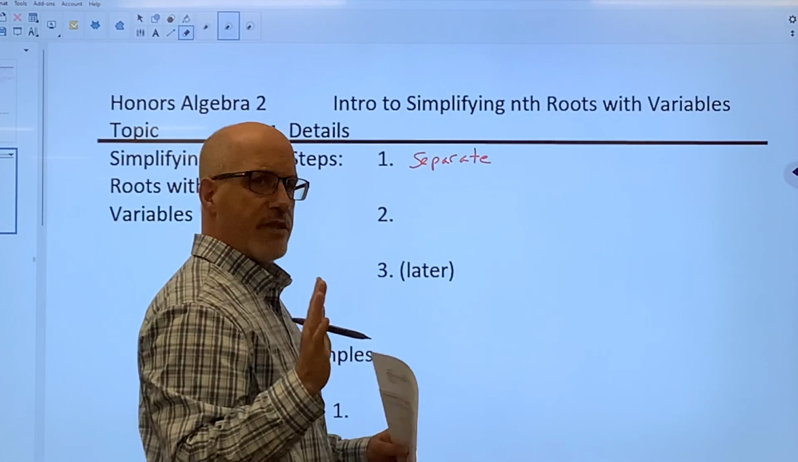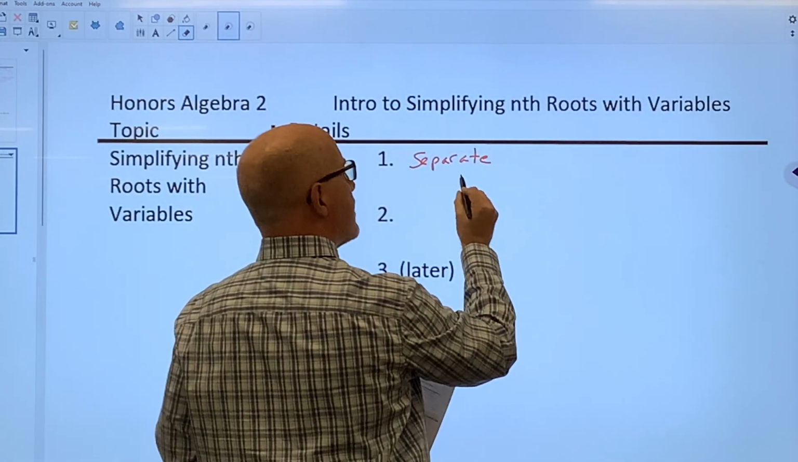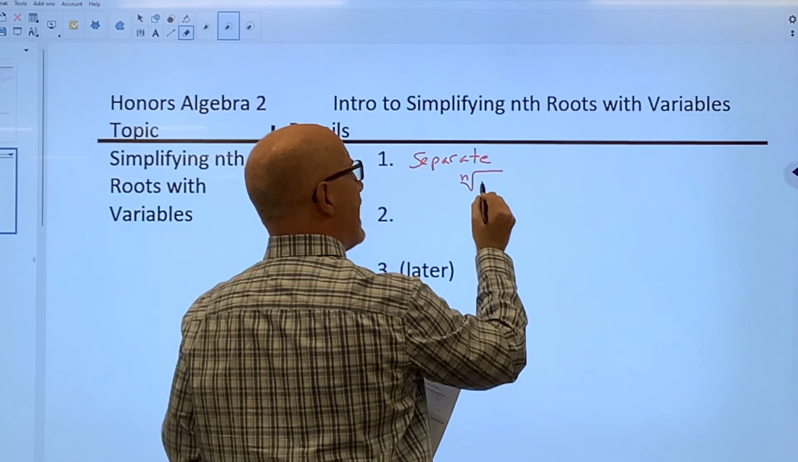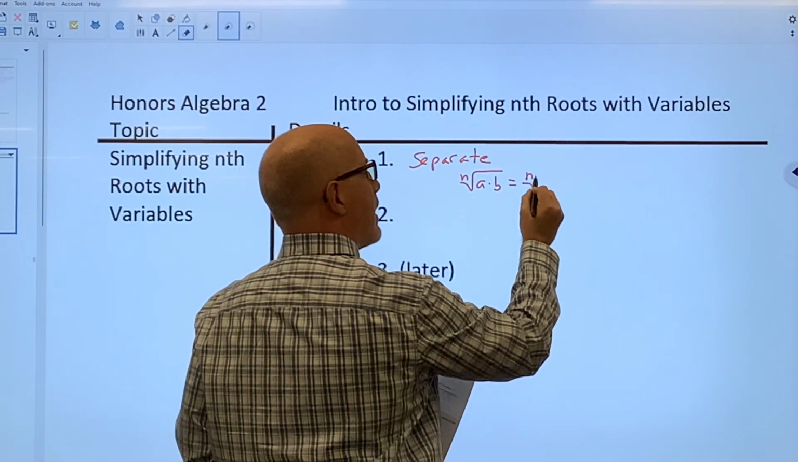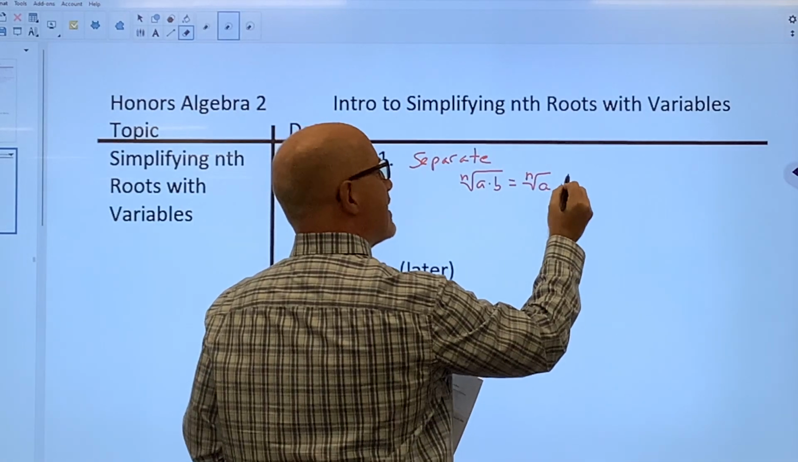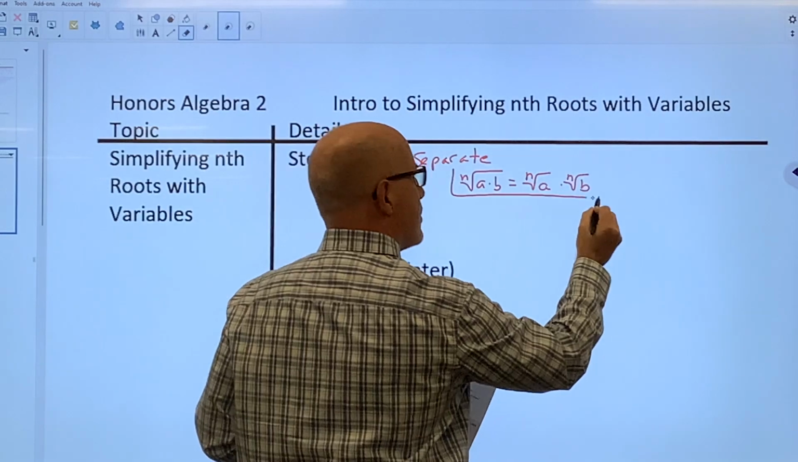using two rules. Now this is primarily the two rules that we'll use. The first rule is if you've got the nth root of a times b, that's going to be the same as if you separate it and make it the nth root of a times the nth root of b. So that's the first one to use.